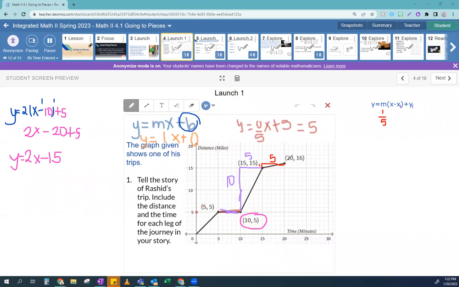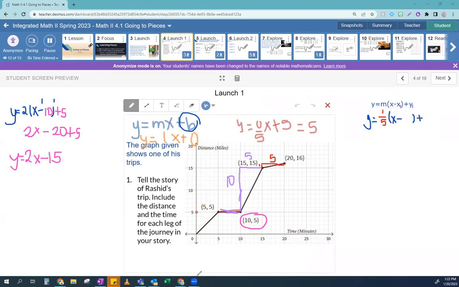What's the next thing that I should do? Okay, so yeah, I should write y because that's going to be the same. I'm going to put my parentheses. I'm going to write x minus, and I'm going to leave some space for my x and my y.